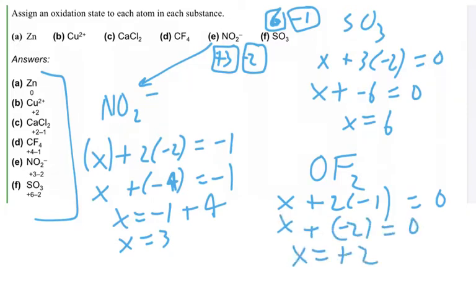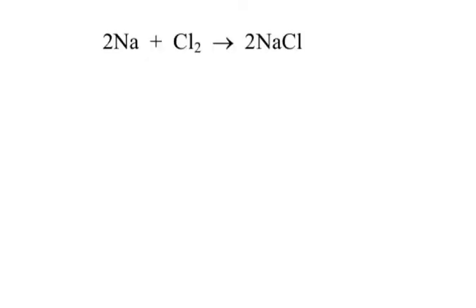Notice that oxygen in this scenario would be the only time where it's positive. Every other time, oxygen ends up being a negative number, whether it's -2 or -1 as a peroxide. So I hope these were good practice questions. Now, there is one final thing I want to go over. I'm showing you here a synthesis reaction.